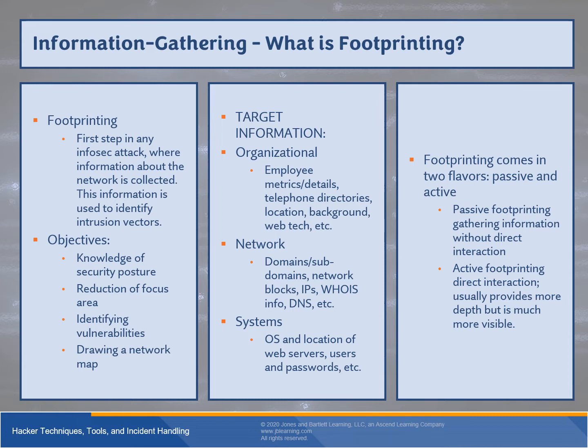Now, I pointed this out earlier, but I did want to reiterate because it's an important concept. Footprinting comes in two primary varieties, passive and active. Passive footprinting has no direct interaction. Active footprinting obviously has direct interaction. It's much more visible, but provides more depth. The quality of information you're able to retrieve is much more robust with active footprinting, obviously.